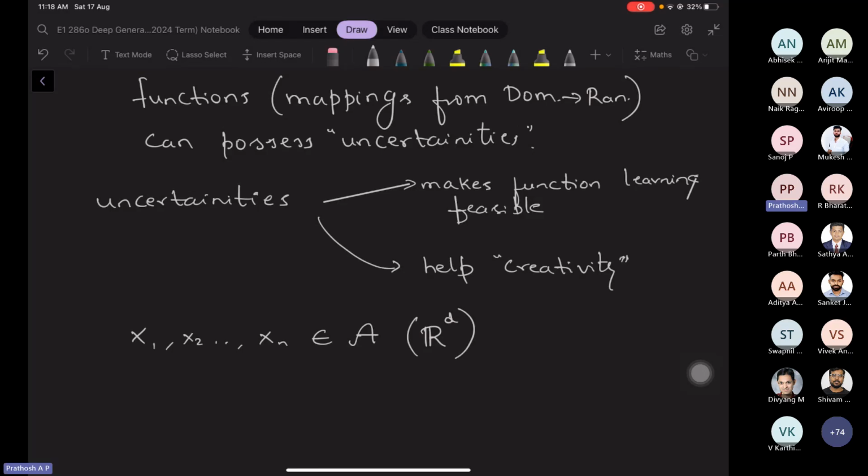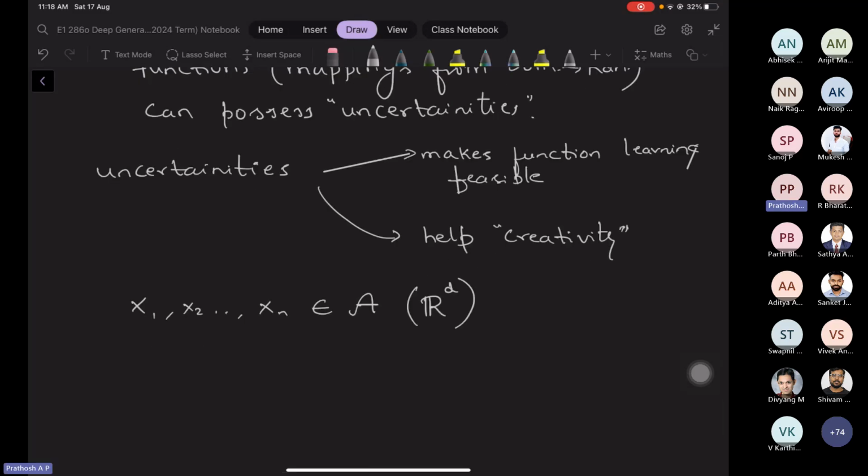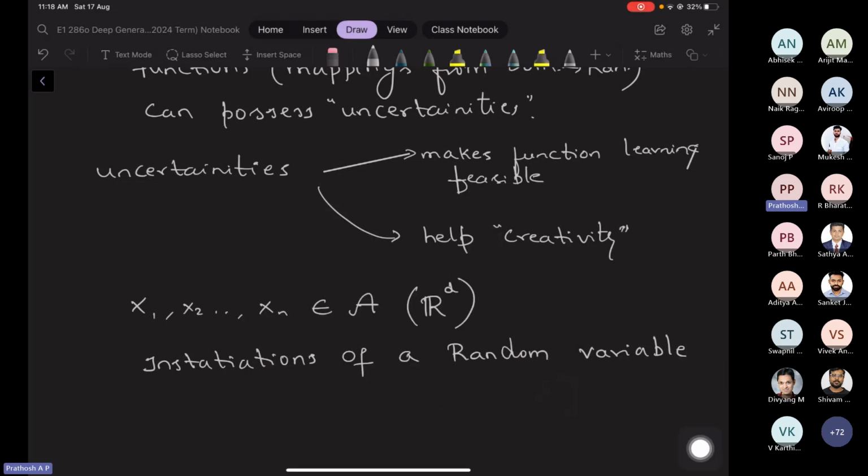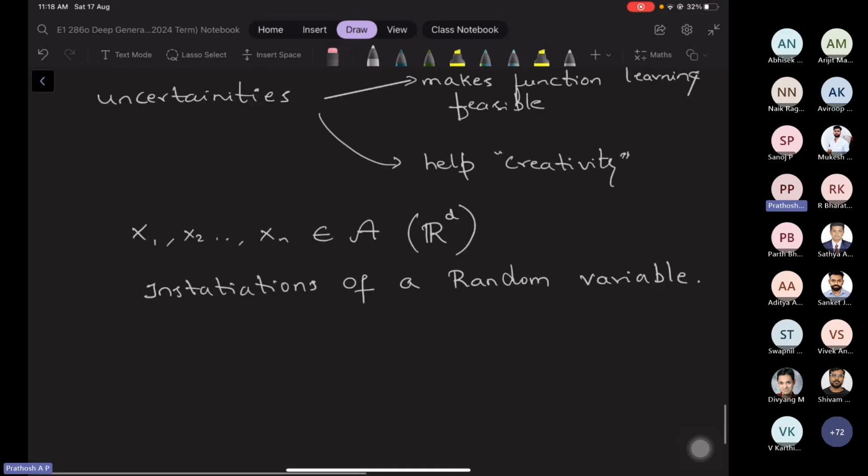Now these, in the probabilistic sense, become what are called instantiations of a random variable. So these no longer are vectors. They are not just seen as points in some d-dimensional space. They are seen as instantiations of a random variable. Now, what is this random variable business?